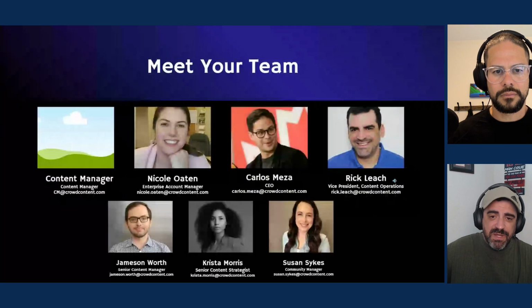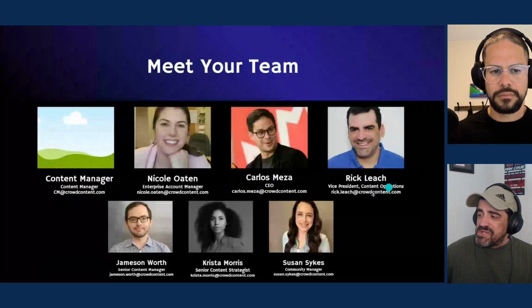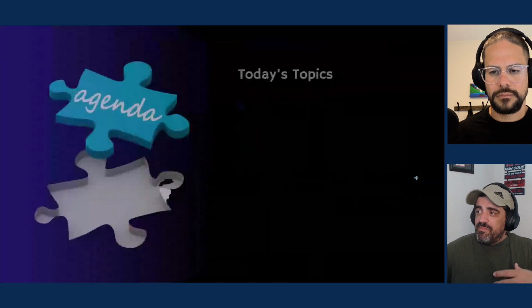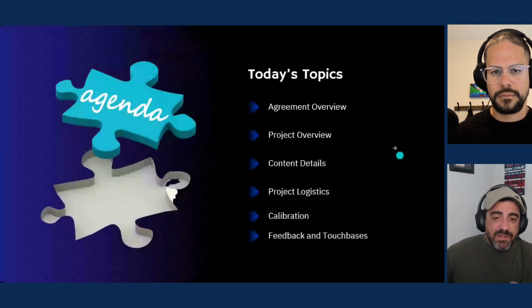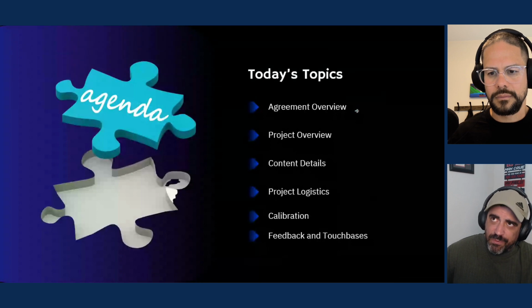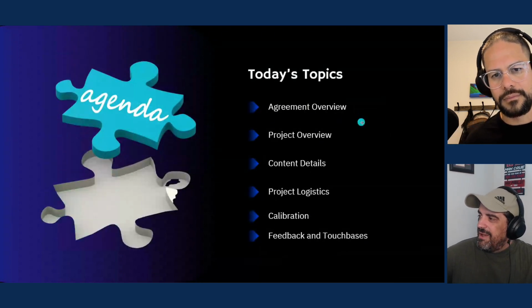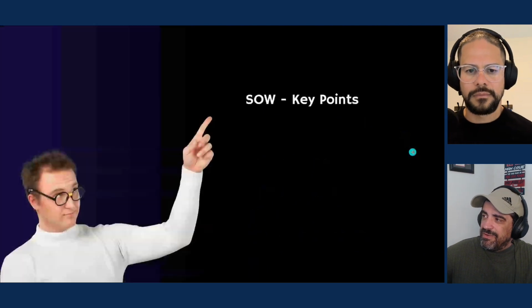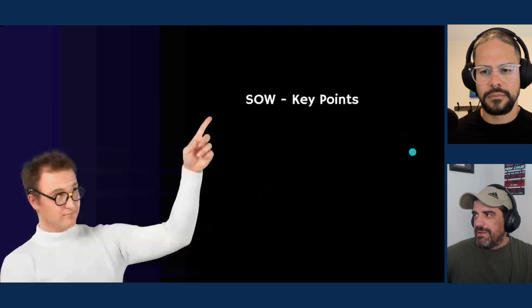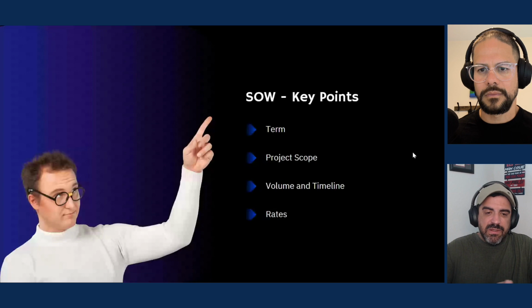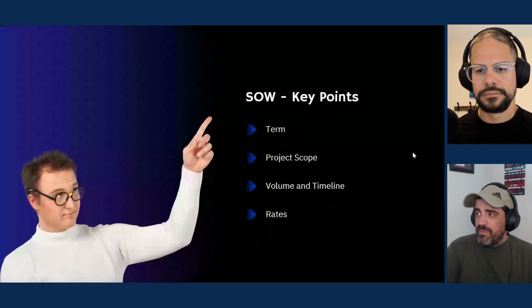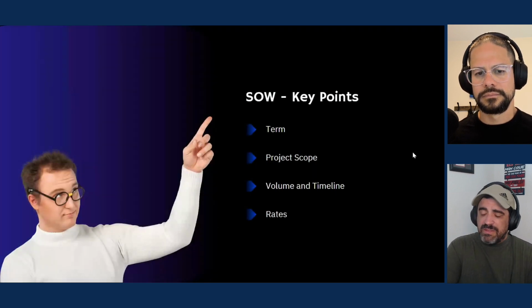It starts with just meeting your team, obviously, going through intros. Here's our team for our clients to see. But then, I'm sorry, I should have skipped. There are actually 4 parts of the deck. There's the introduction and a quick look at the agenda before you get into the agreement alignment. So you're going to look at the length of the agreement, the project scope, the volume and timeline, the rates of the agreement.